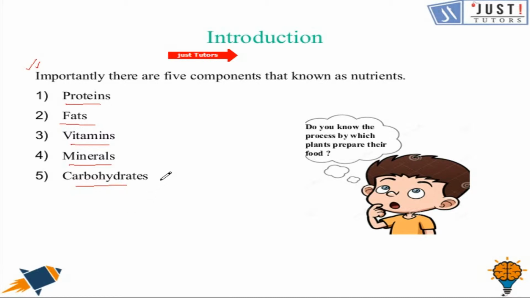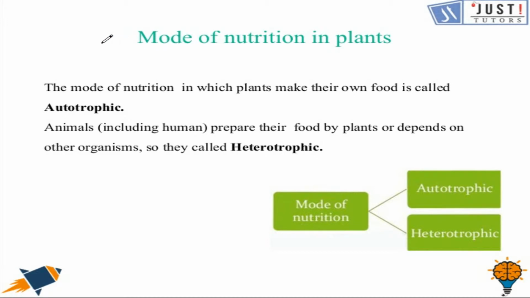Now, do you know the process by which plants prepare their food? If yes, that's good. And if no, not to worry, we'll learn about it in the further slides as well. So let's move ahead. First of all, there is a topic now, mode of nutrition in plants. Nutrients help organisms to grow properly and complete all the needs that a fit and healthy organism has. So as we can understand, nutrition is really important for all living organisms. There are 2 modes of nutrition.